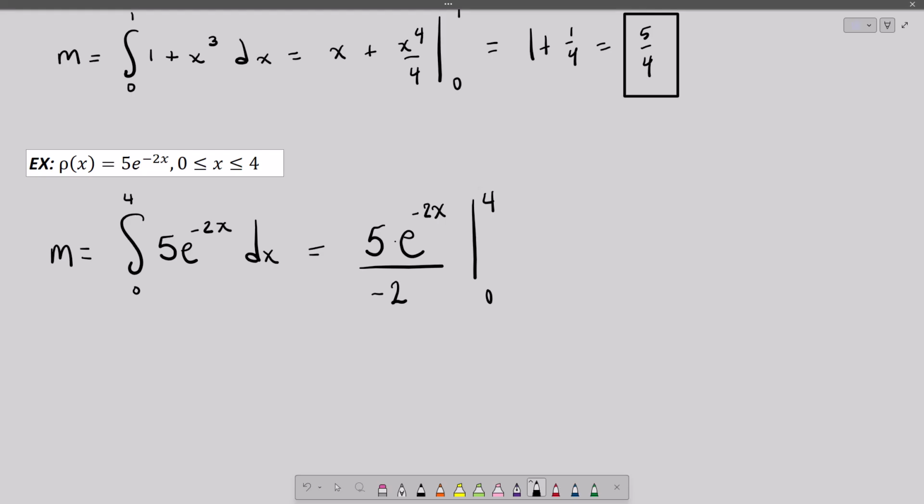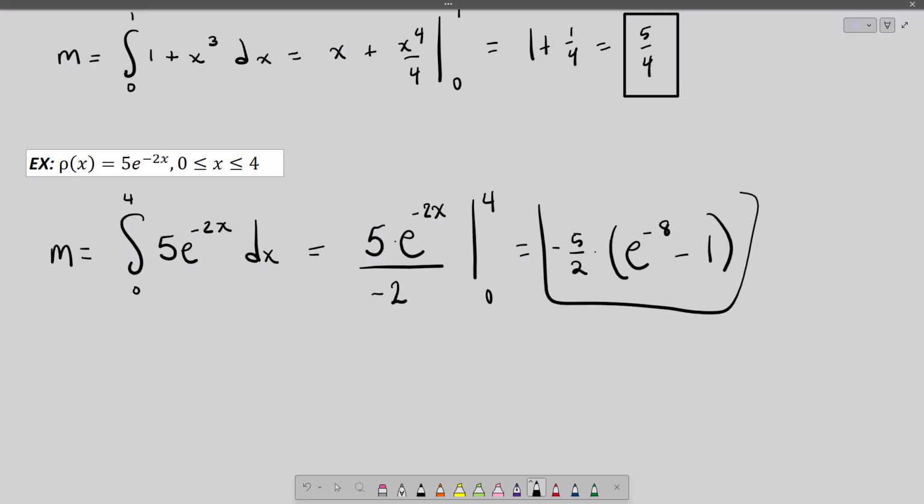So we get that. We have negative 5 over 2 in front. We're going to plug in our upper limit, and plug in our lower limit. We are going to end up with e to the negative 8 minus e to the 0, which is 1. And that is going to be our mass, right there.